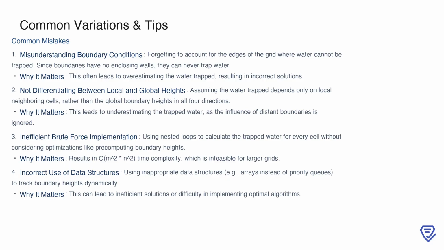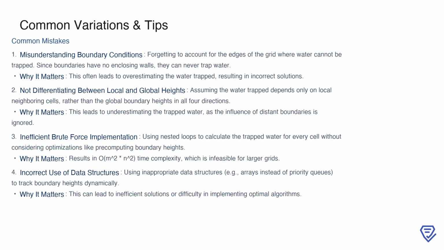Another pitfall is failing to differentiate between local and global heights. It's important to understand that the water level at any given cell is influenced by the global boundary heights in all four directions, not just the immediate neighbors. Ignoring this can lead to underestimating the trapped water, as distant boundaries often play a critical role.